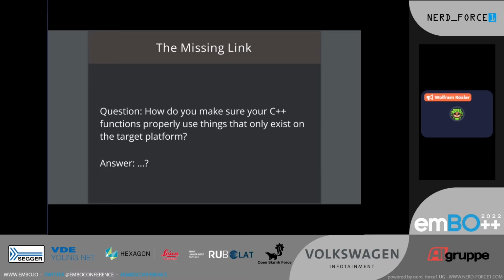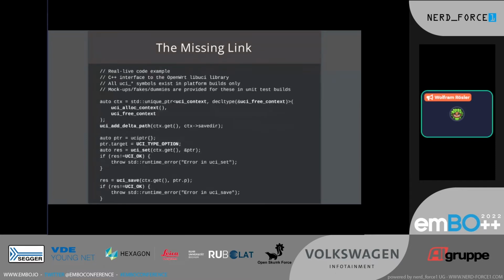This is some real life code taken straight out of my latest development project. This is part of a C++ interface for the OpenWRT libuci library. In case you know OpenWRT, it has this thing called UCI, which is sort of a configuration file management thing, and it comes with a C library called libuci, and we are using that in our code.